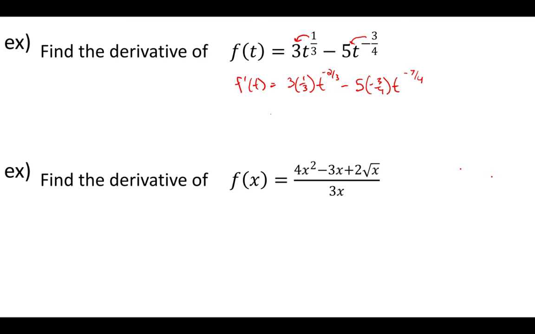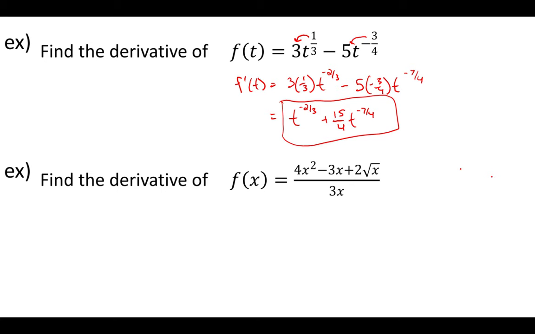All right, and then let's just reduce this a bit. 3 times 1/3 is 3/3, which is 1. So it's just t to the negative 2/3. Over here, negative 5 times negative 3/4 becomes a plus 15/4 t to the negative 7/4. And again, since we were given the problem with rational exponents, it's okay to just leave it that way. But in most cases, you'll want to rewrite it into root form.